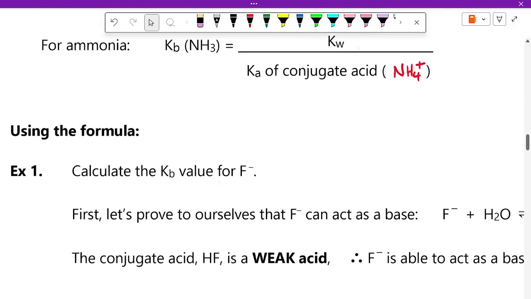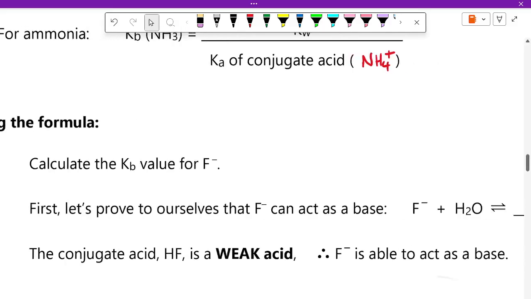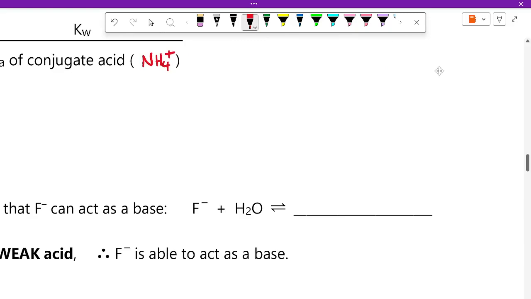In the meantime, though, let's use this formula. Let's calculate the Kb value for F minus. First thing you need to do is prove that F minus can act as a base, right? Make sure it's not one of your conjugate bases of a strong acid. Is it a conjugate base of a strong acid? What does it become when it reacts with water? It becomes HF and OH minus. Is HF a strong acid? No, it's a weak acid. So is that okay? Can we do that? Yes.